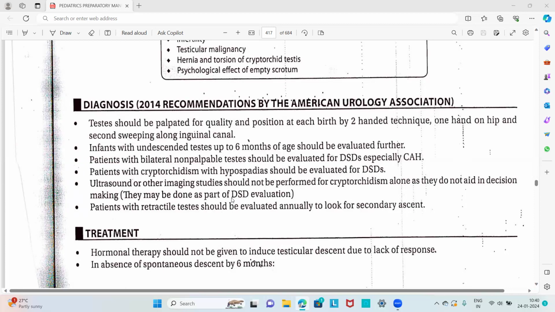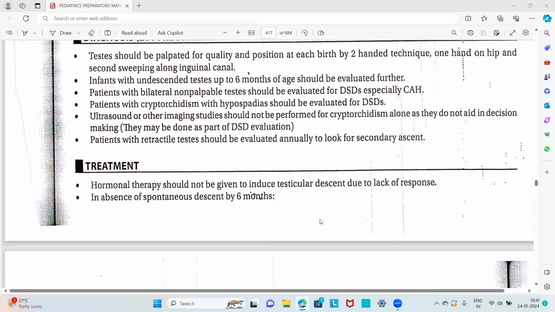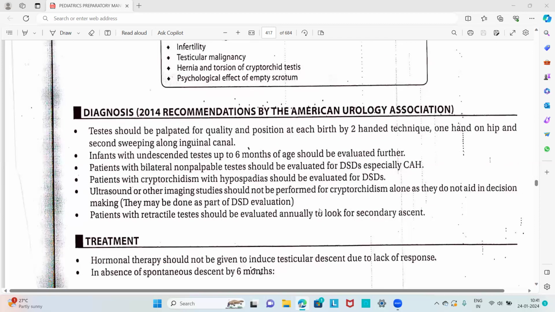Ultrasound or other imaging studies should not be performed for cryptorchidism alone, as they do not aid in decision making. They may be done as a part of difference in sex development evaluation. Patients with retractile testis should be evaluated annually to look for secondary ascent. So these are all regarding the diagnosis of cryptorchidism in the child.